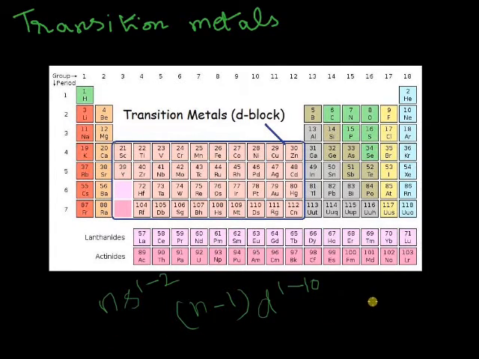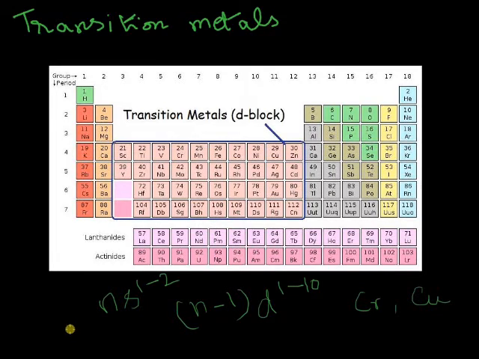We have to include chromium and copper, and also elements which occur below these in the periodic table. You know, for chromium we write 4s1 3d5, and for copper we write the electronic configuration as 4s1 3d10. Remember that. So to include these elements also, we write the general electronic configuration as ns 1 to 2, n-1 d 1 to 10.